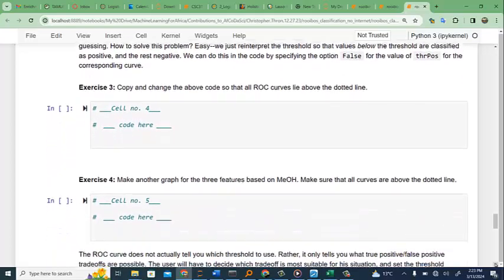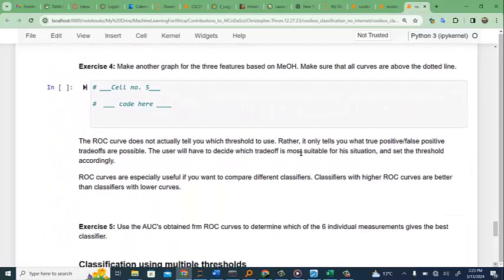All right, so then you do the same thing for the 3 features based on methanol. Now the ROC curve does not tell you which threshold to actually use. It only tells you what the true and false positive trade-offs are possible. The user will have to decide what trade-off is best. ROC curves are especially useful if you want to compare different classifiers. Classifiers with higher ROC curves and higher AUC values are better than classifiers with low curves.